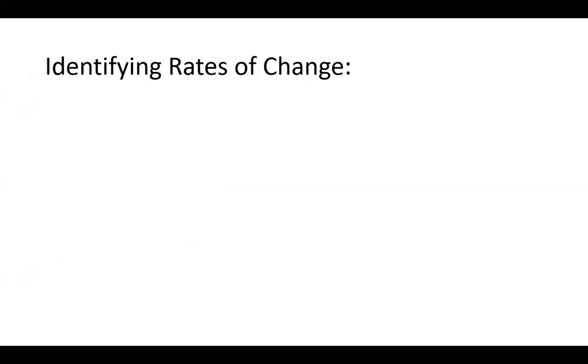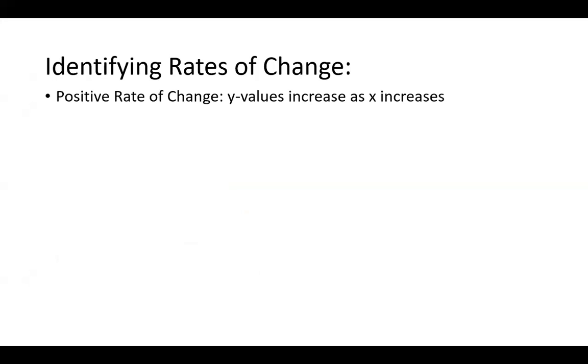Now, what happens if I don't have that? Can we identify rates of change even if it's not constant, which is what we're leading into for 1.9. But here we go, identifying rates of change.